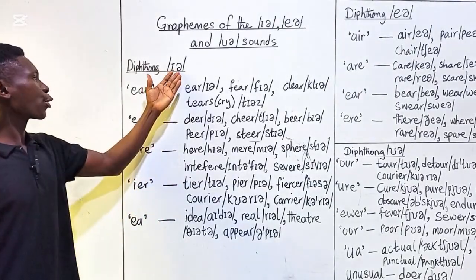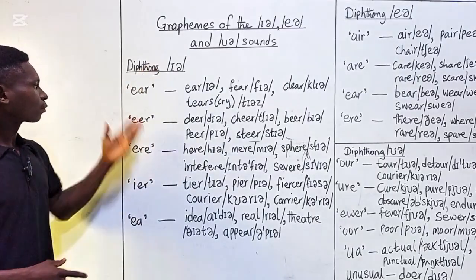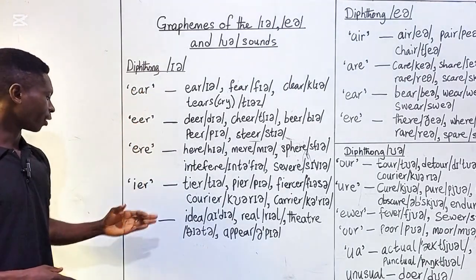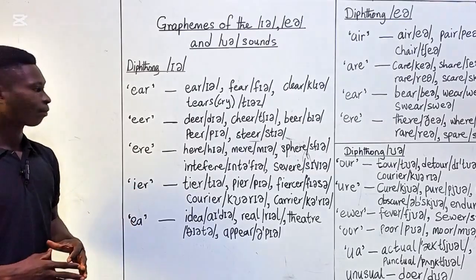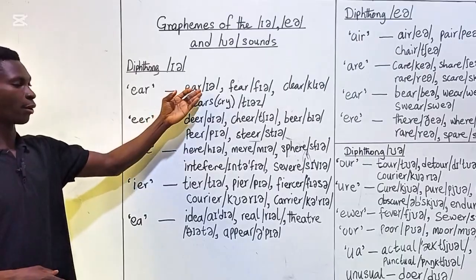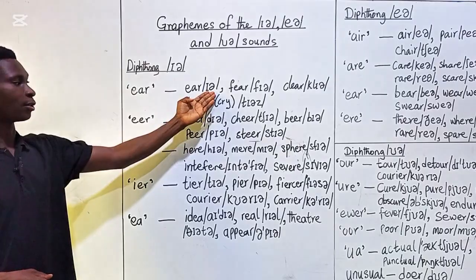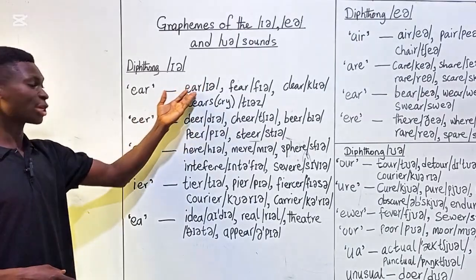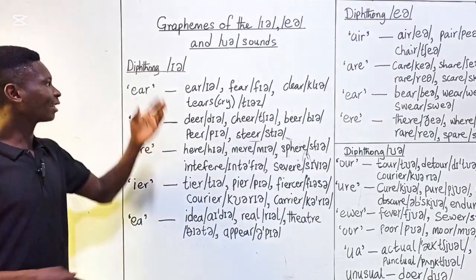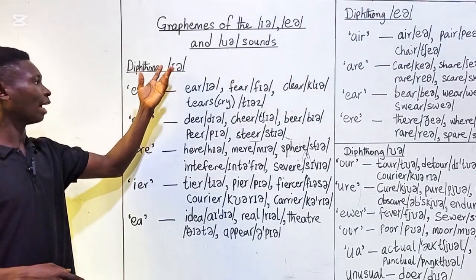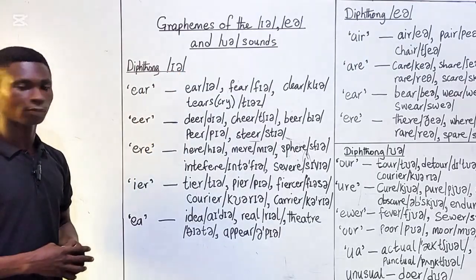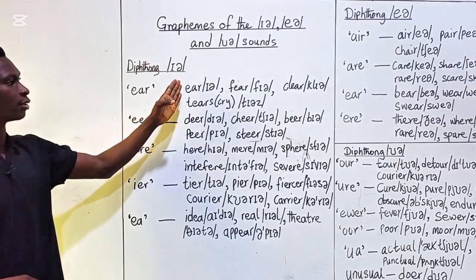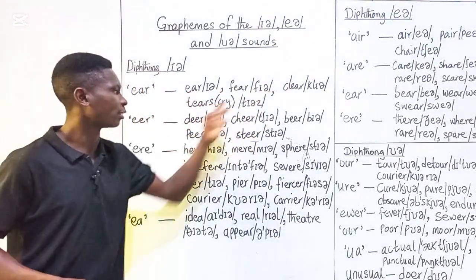All right, let's begin with the ear sound. The diphthong ear has the spellings E-A-R, E-E-R, E-R-E, I-E-R, E-A. So E-A-R, as in ear. Look at the transcription, just like the diphthong. So we have only the diphthong in the word ear. The same way you say ear, that is the pronunciation or the articulation of this sound. So the pronunciation of this word is the articulation of this sound. All you need to do is to apply this to all these other ones.